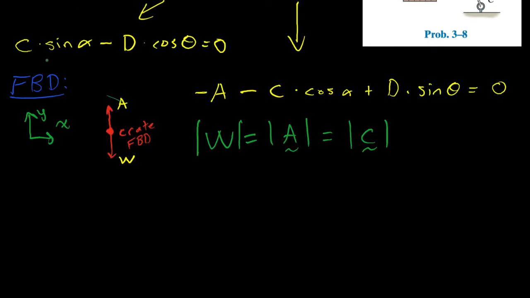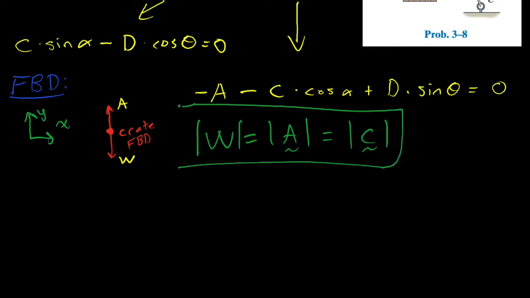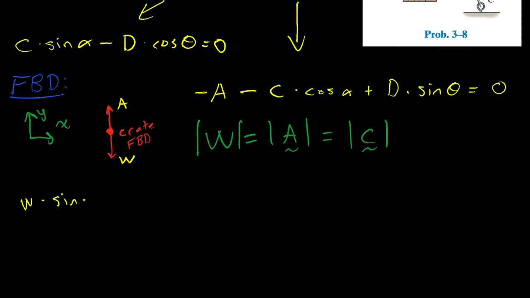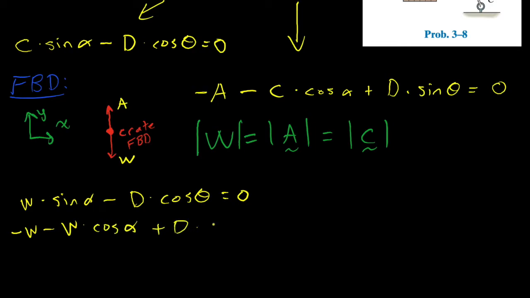So let's simplify these two equations using this thing that we just figured out. The equations become, so let's start with this one. That one becomes W times sine alpha minus D times cosine theta is 0. So now let's get this one and simplify it. That one becomes negative W minus W times cosine alpha plus D times sine theta is equal to 0.